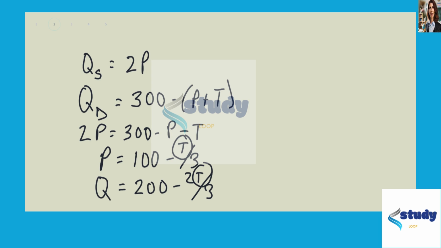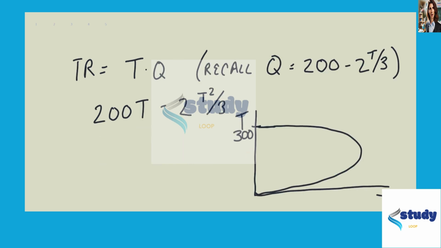Now let's throw taxes into the mix. We have a new quantity supplied function, and we have a new quantity demanded function. Again, we set those equal to each other, and then we just solve for P. And you'll notice circled are the T components. So the P is 100 minus T over 3. The Q is 200 minus 2T over 3. So unlike before, now the tax is represented in both the price and the quantity.